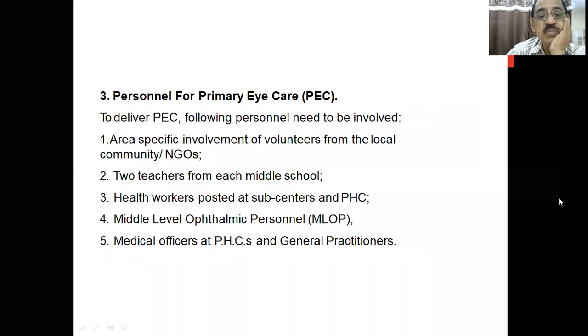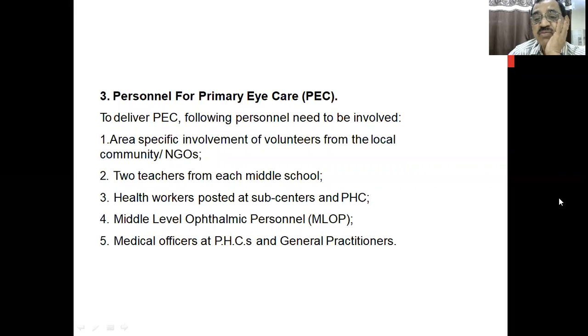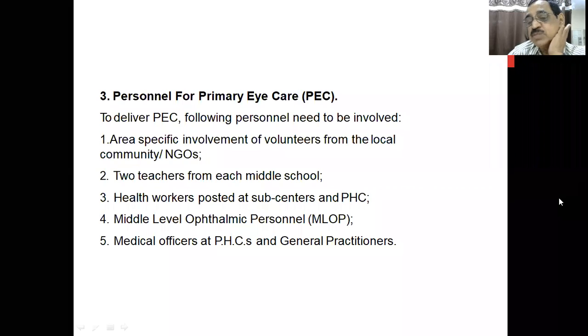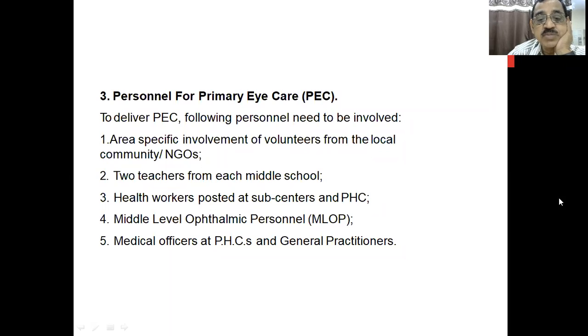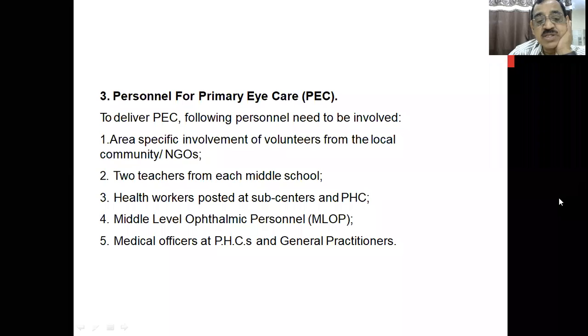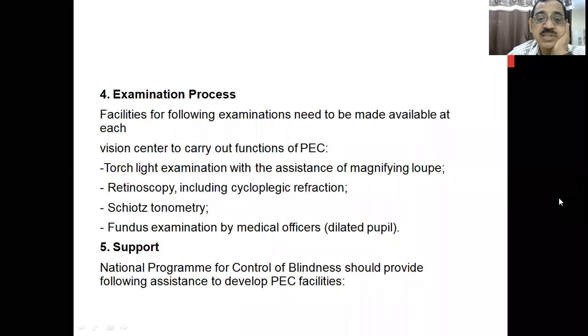The personnel for primary eye care: to deliver primary eye care, the following personnel need to be involved. First and foremost is area-specific involvement of volunteers from the local communities and also non-governmental organizations, and 2 teachers from each middle school. Also involved are health workers posted at sub-centers and PSCs, middle-level ophthalmic personnel, medical officers at the PSC, and general practitioners.